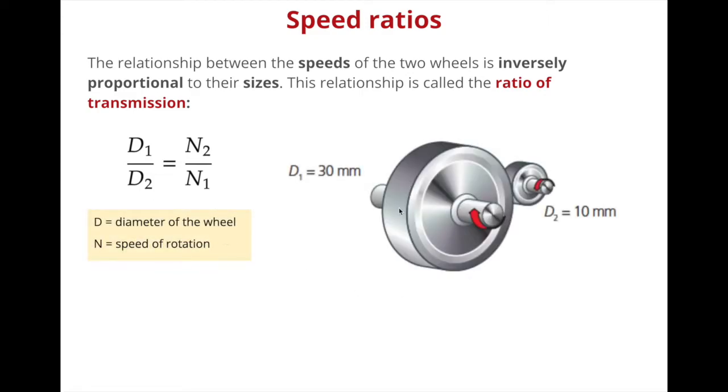So if this is the first pulley and this is the second pulley, the formula that joins the diameter and the speed of rotation of both pulleys is this one. D1, the diameter of the first pulley, divided by D2 is equal to the speed of the second pulley, N2, divided by the speed of the first pulley, N1. Okay? The problems here are very easy to solve because we just have to apply this formula.